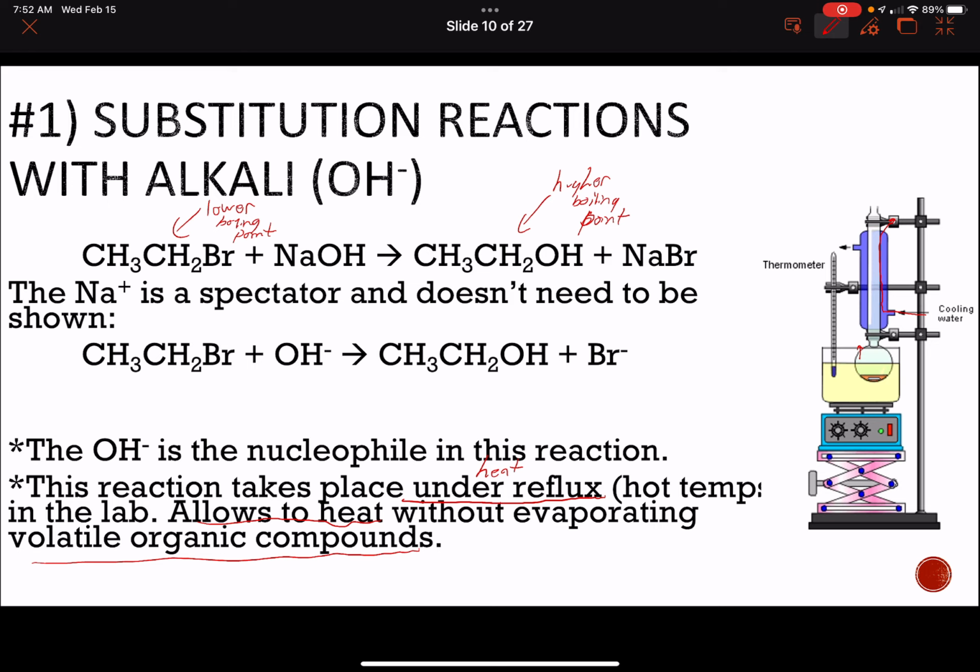So the other note here is that the NaOH, the Na plus, is a spectator. So you can write it when you're writing an equation, but it does not have to be shown. It could not be shown, or it could be shown. If you are asked for the ionic equation, it would not be shown, because in ionic equations, spectator ions are not shown.